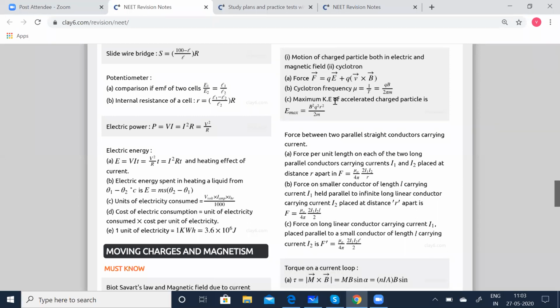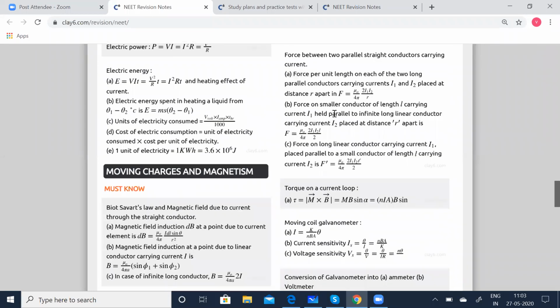Next is maximum kinetic energy of an accelerated charged particle, given by E max. The accelerated particle is going to obtain maximum kinetic energy, and that is given by E max is equal to B squared q squared R squared by 2m.